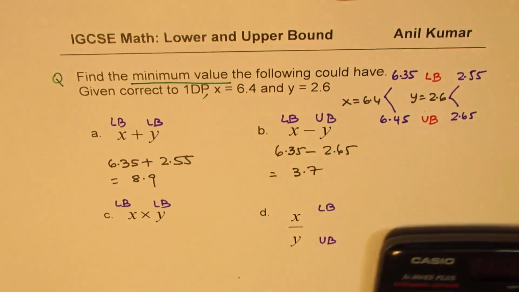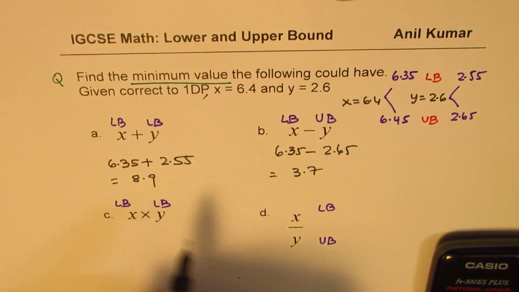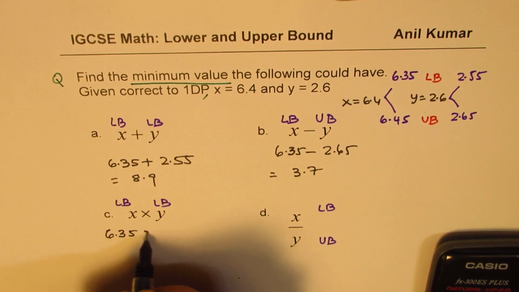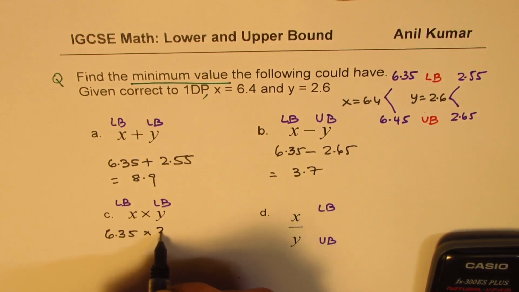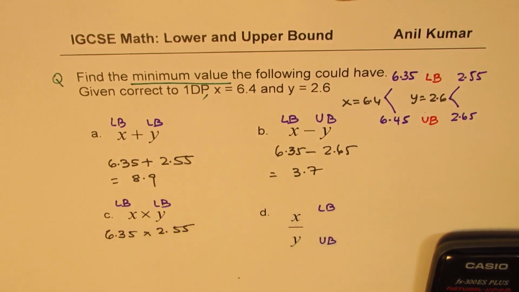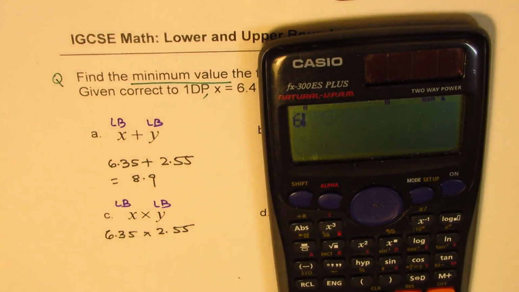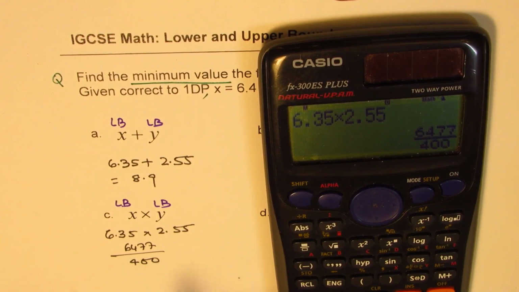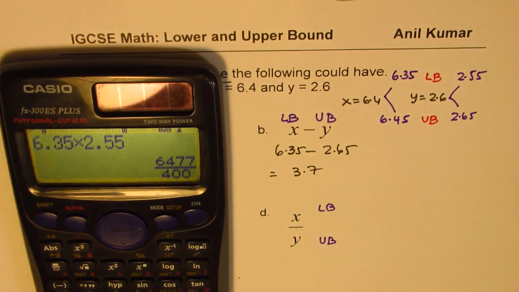Now we have to multiply the two values which are lower bounds. We need the minimum, right? So 6.35 times 2.55 is equal to, well, let's write it like this, 6477 over 400, right? You could write in decimals or in fractions.